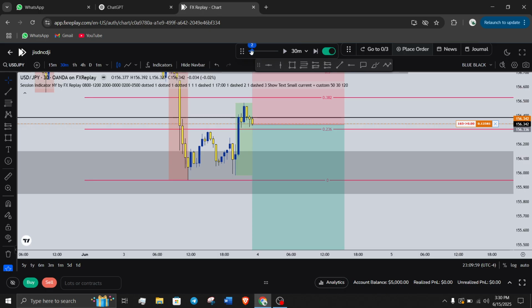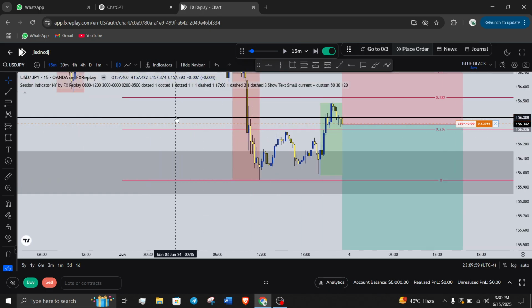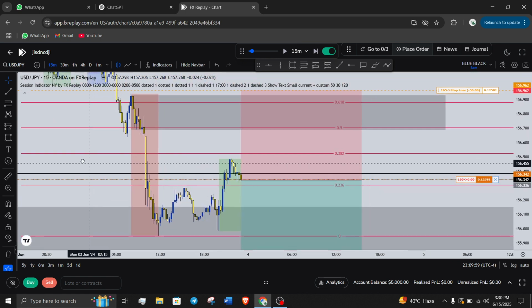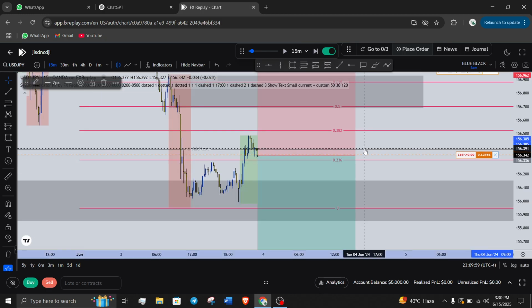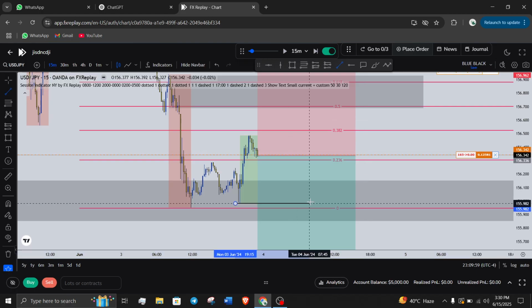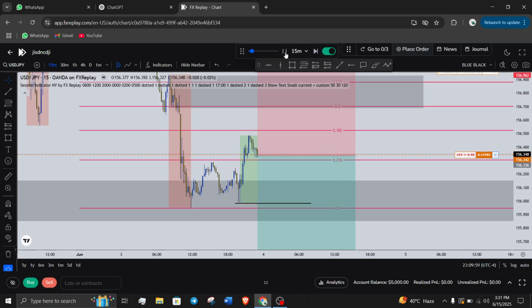Let's move to the 15 minute time frame. And we are going to let this run and trail our stop losses. And we can put our stops to break even if we get this break of structure. Oh yeah, just letting this run.